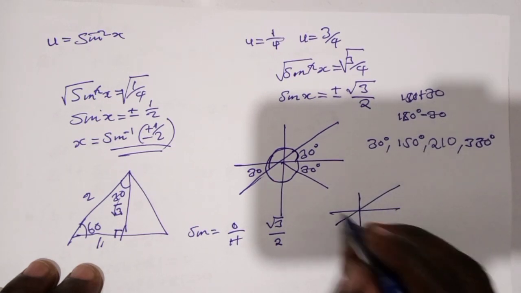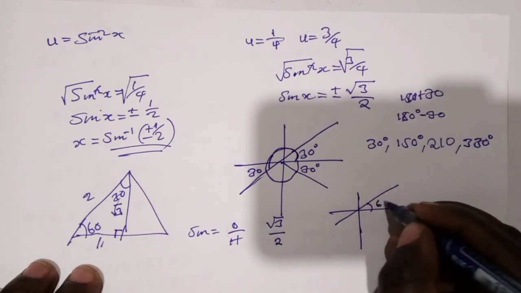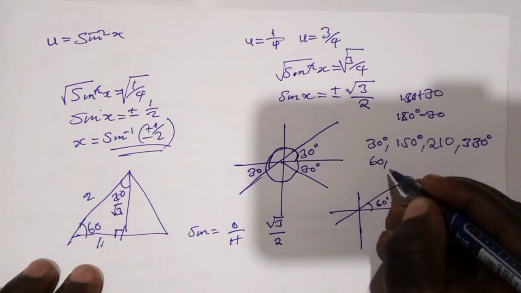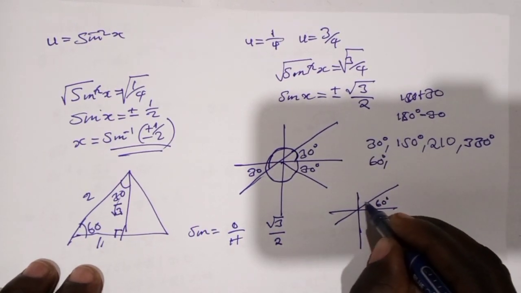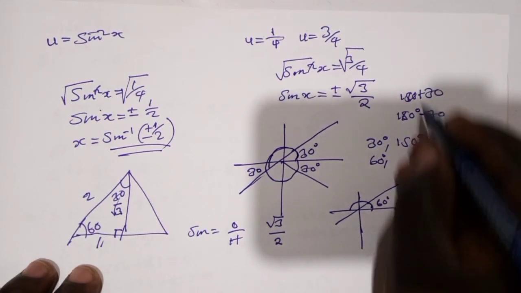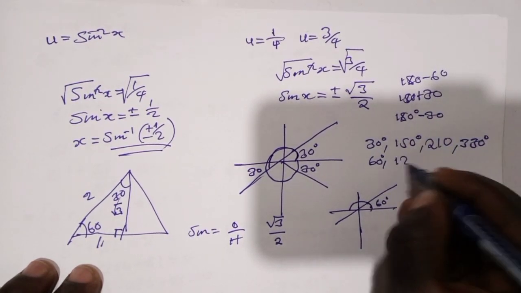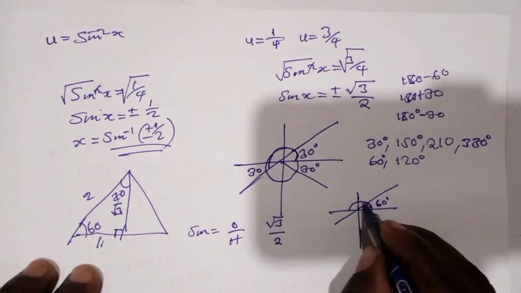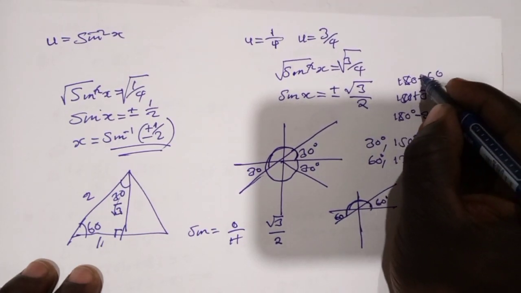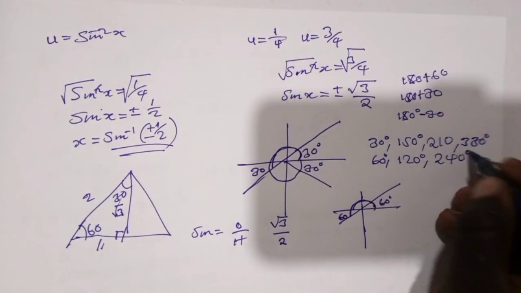If you have 60 here, that means root 3 over 2 is 60. So the first angle is 60 degrees. Then if you move from here up to here, you do 180 minus 60, which is 120 degrees, right? From here up to here, there's a reflection of 60, so you add 180 plus 60, which is 240 degrees.